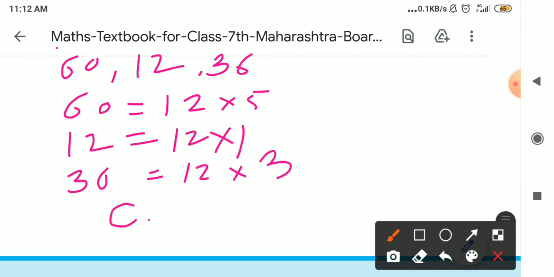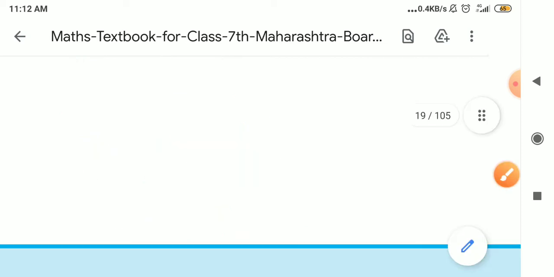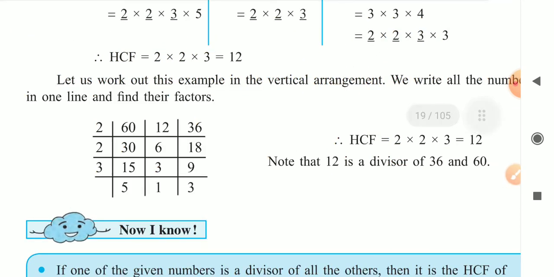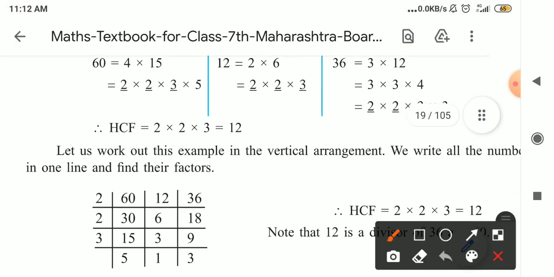So the common factor is 12, and 12 is the HCF of 60, 12 and 36. Understood? So in this way you can find the HCF of the given numbers. And one more method is given to solve this example, and that also I will tell you now.